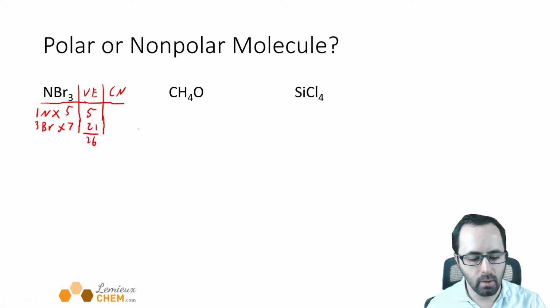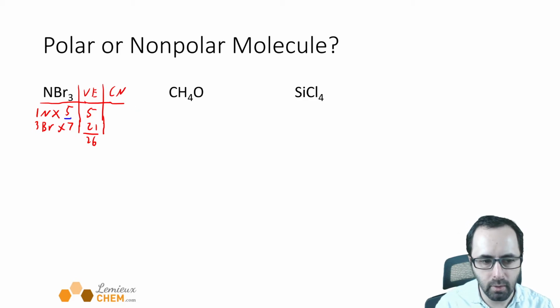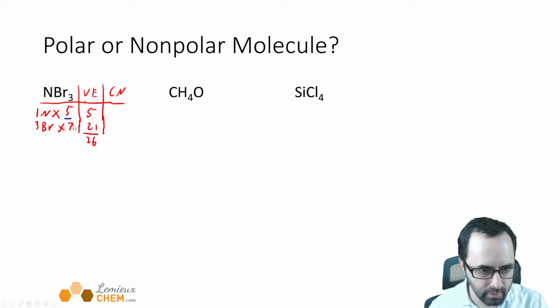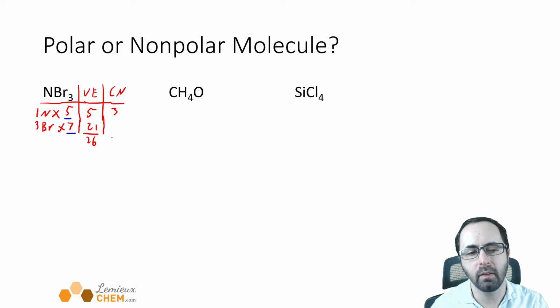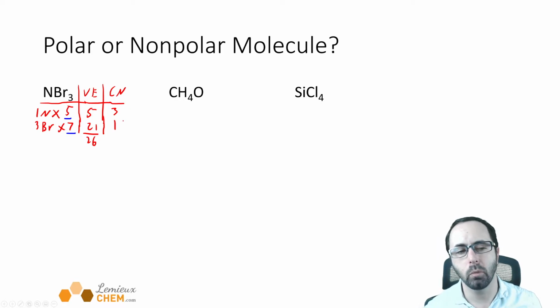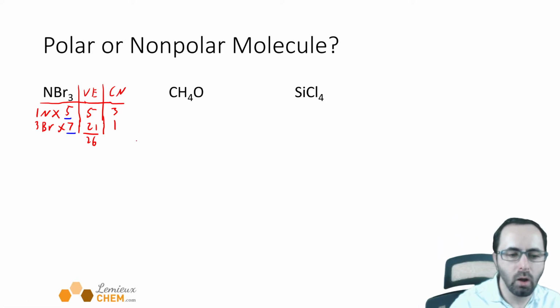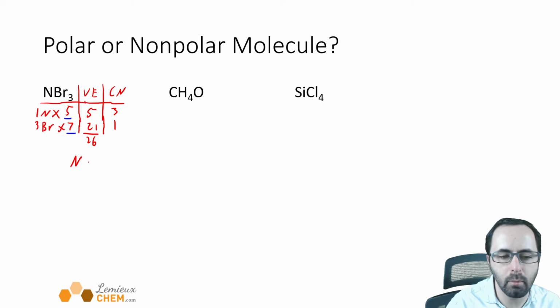And the covalence number for nitrogen, we look here, each nitrogen atom has 5 valence electrons. You would need 3 more to have 8, so its covalence number is 3. Each bromine atom starts with 7 valence electrons. Each one would need 1 more to have 8, and so its covalence number is 1. We're going to draw a skeleton. We put the atom with the highest covalence number in the middle, and then we put the other atoms on the outside.